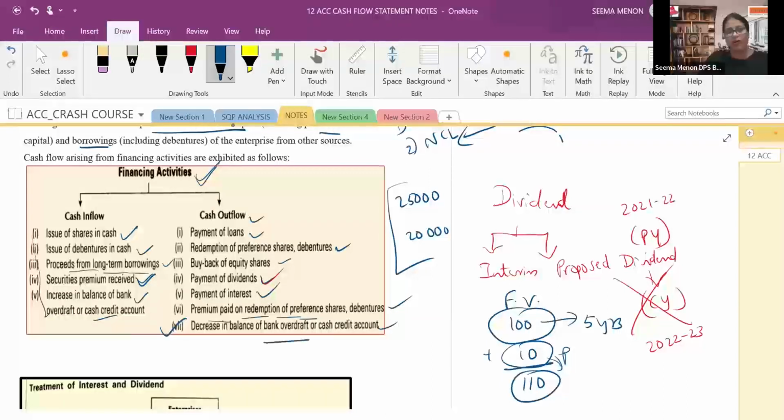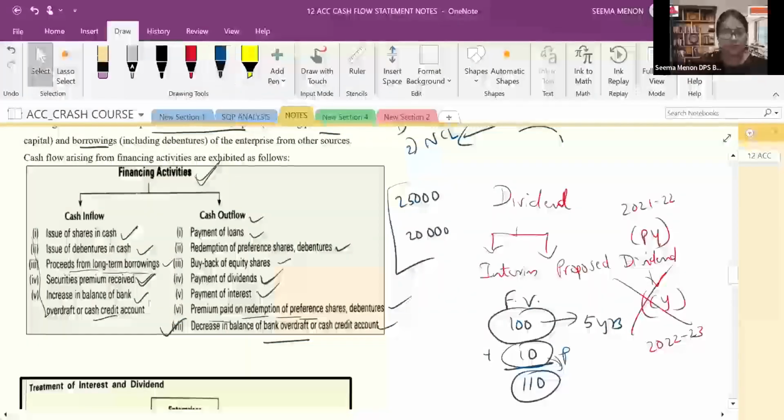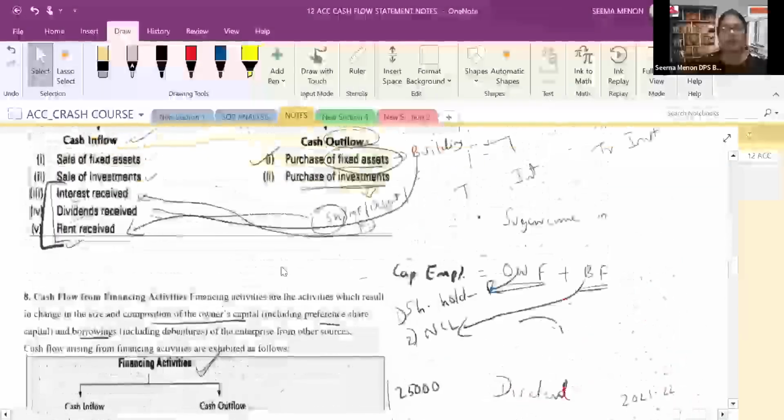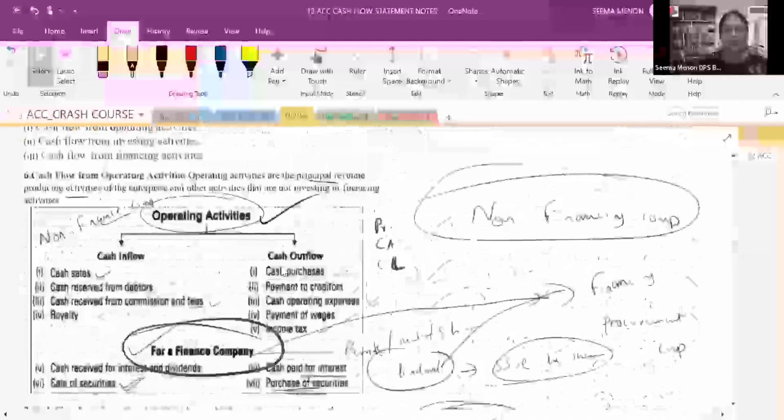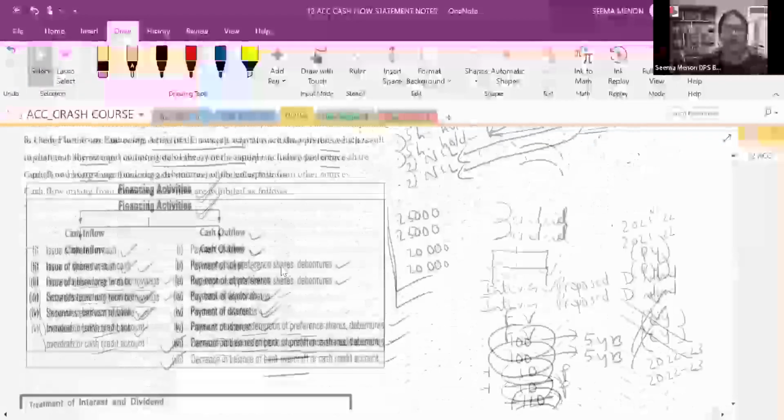This bank overdraft, I think till 3 years back, was considered as a current liability. But for the last 3 years, it is considered as a financing activity. Because current liability means it will be coming under operating activity, but now purely this is a financing activity. No? I hope this much you all are clear. The cash flow from operating activity, investing activity, and financing activity.